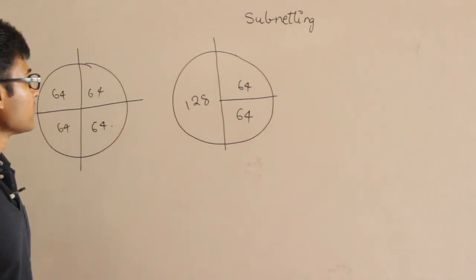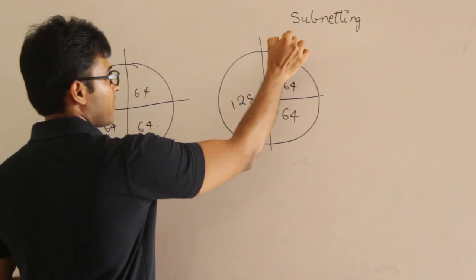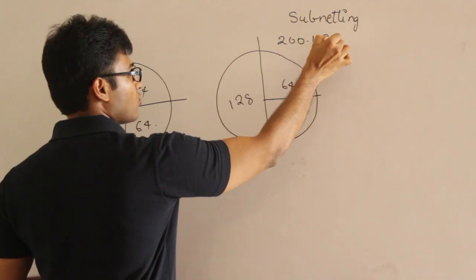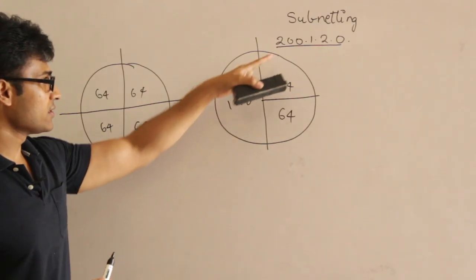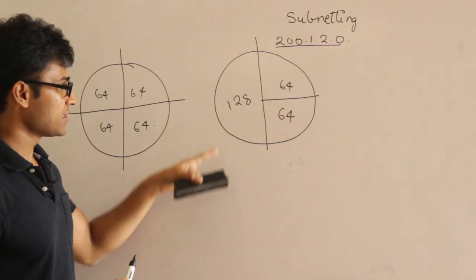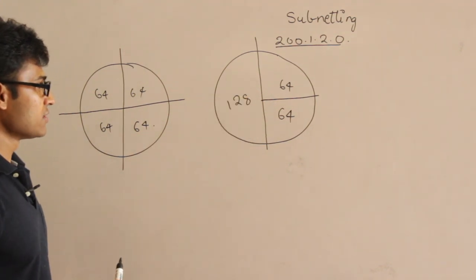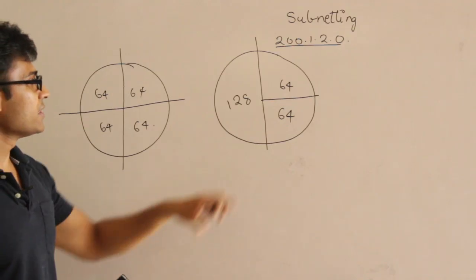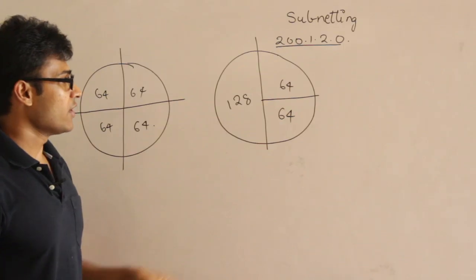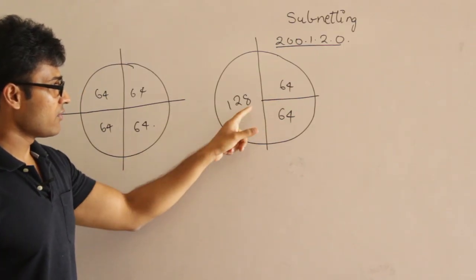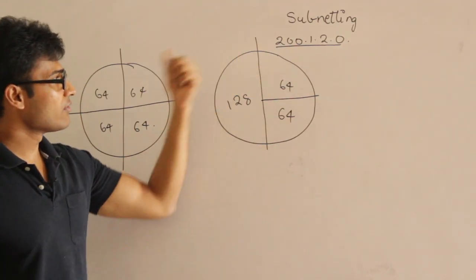Okay, so let's see one example here. So let's take the same network 200.1.2.0. This is the network ID, and this network I want to divide into 3 parts in such a way that the first part will contain 128, the second part 64, and the third part 64. First of all, do we have these many IP addresses in the network put together? Yes. 64 plus 64 is 128, 128 plus 128 is 256. We definitely have these many IP addresses required in our network.